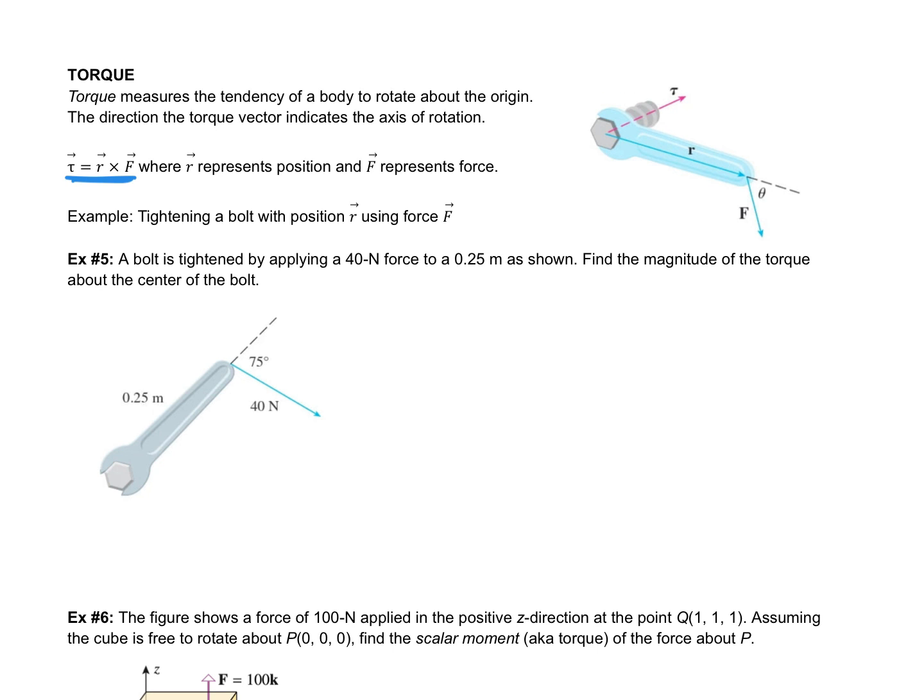So let's take a look at two quick examples. Example 5, a bolt is tightened by applying a 40 Newton force to a 0.25 meter wrench as shown. Find the magnitude of the torque about the center of the bolt. One thing to note is that position has to be in meters. So if you have an example that has centimeters, for example, you're going to need to convert. Next thing is we are looking for the magnitude of the torque. So we're looking for the magnitude of T.